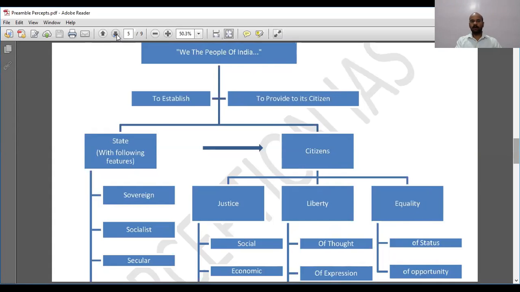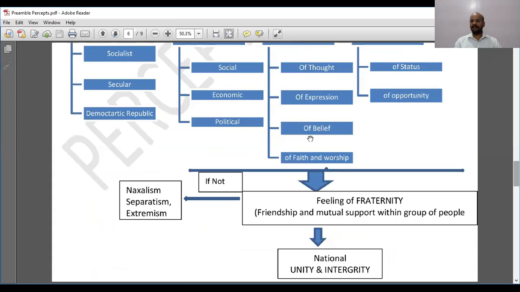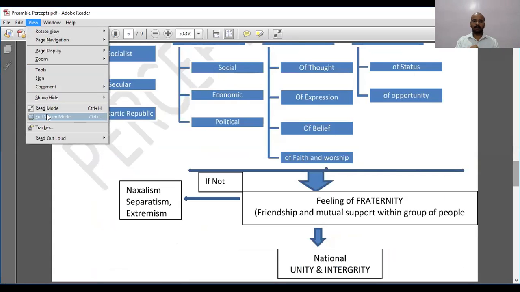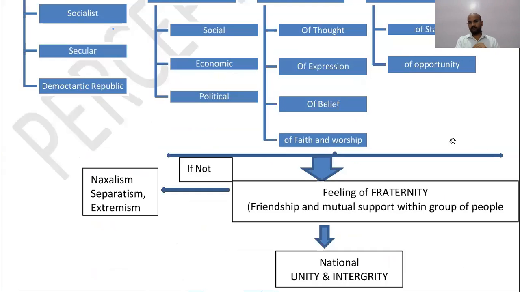But why are we doing all this? What is the aim of having it? It is saying that if the complete setup is such that it is democratic, socialist, secular, republic, then when all of these things are ensured, they will ensure that people get justice, liberty and equality. Justice of what kind? Social, economic and political. Liberty of what kind? Of thought, of expression, of belief, of faith and of worship. And equality of what kind? Of opportunity and of status, right?